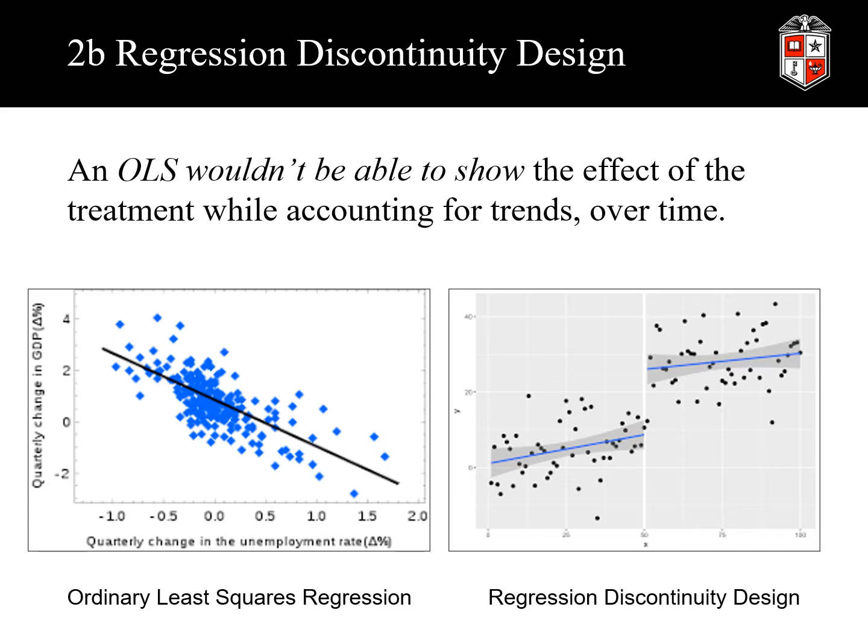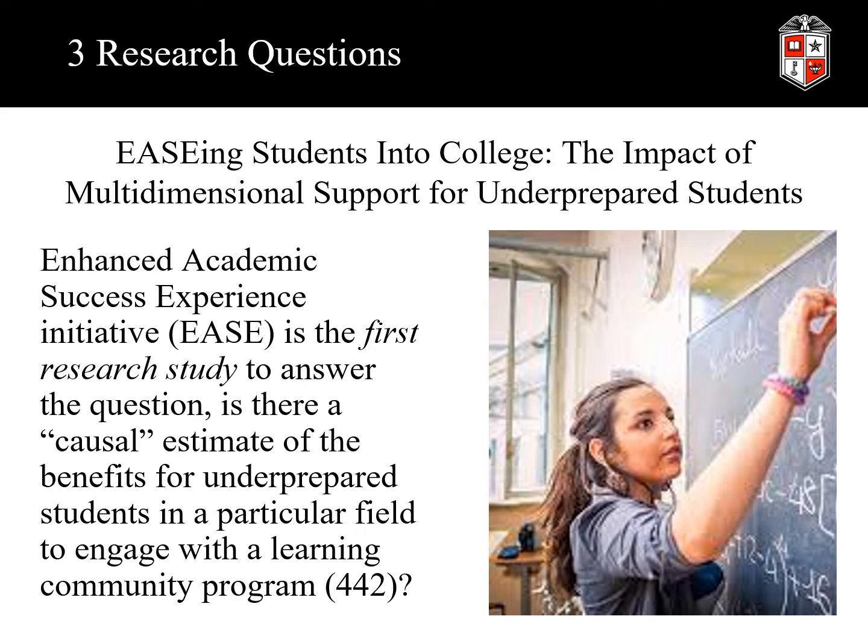Slide 2B. An OLS wouldn't be able to show the effect of the treatment while accounting for trends over time. Now that we've refreshed our memory about regression discontinuity design, let's talk about the article. Slide 3, Research Questions. The article title is Easing Students into College, the Impact of Multidimensional Support for Underprepared Students.